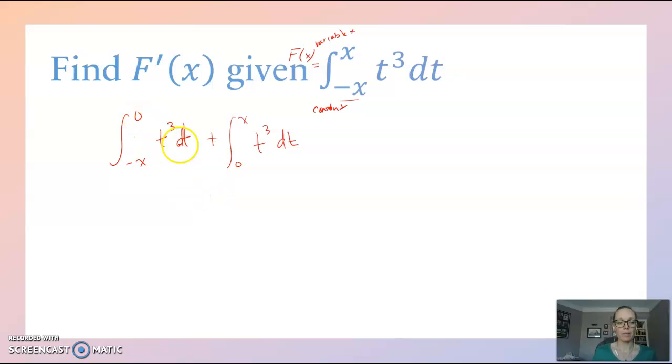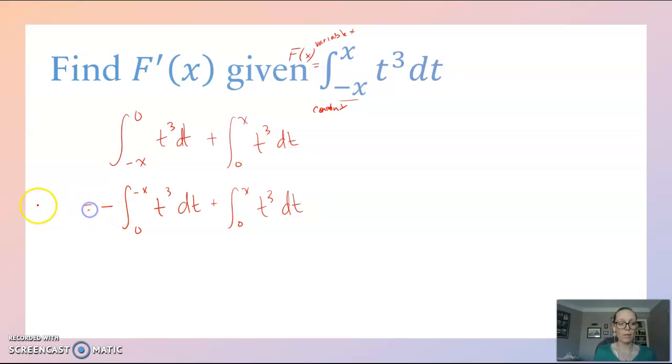And so I've split my integral at 0, and now what I can do with this first one here, where I have the variable in the bottom and the constant in the top, is I can flip my bounds. Remember, that's a property of integrals too. So when I flip my bounds, my integral becomes negative. So now I have the negative integral from 0 to negative x of t cubed dt. And then here, this one, I already have the constant in the lower bound and the variable x in the upper bound. So I don't have to do anything to change that.